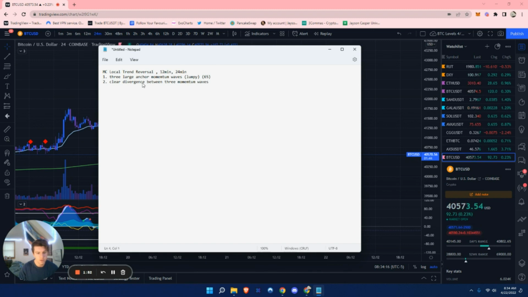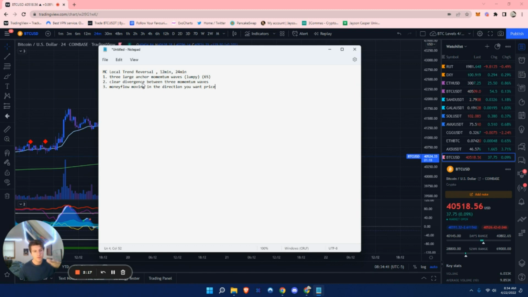momentum waves. And then the second thing, this is very important too, is that you want to see money flow moving in the direction you want price. So if you're longing, you want to see money flow coming up. If you're shorting, you want to see money flow coming down. And again, you can see money flow going sideways. You just don't want to see money flow increasing very strongly and negating the strategy. That is very important. So that is pretty much it.